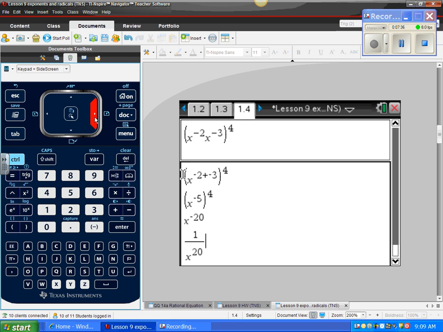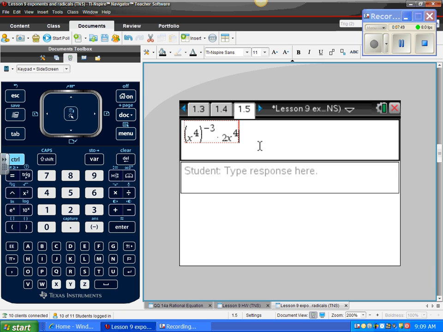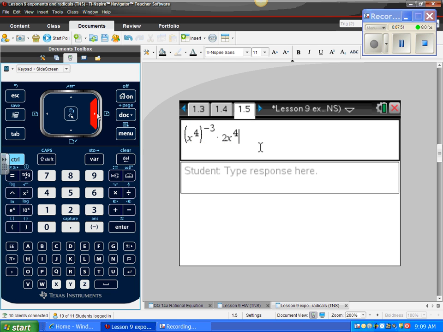Ready for another one? Say yes. I still see people pushing buttons. Okay, so let's see if you can get this one. Try this one. We'll go over it in a second.